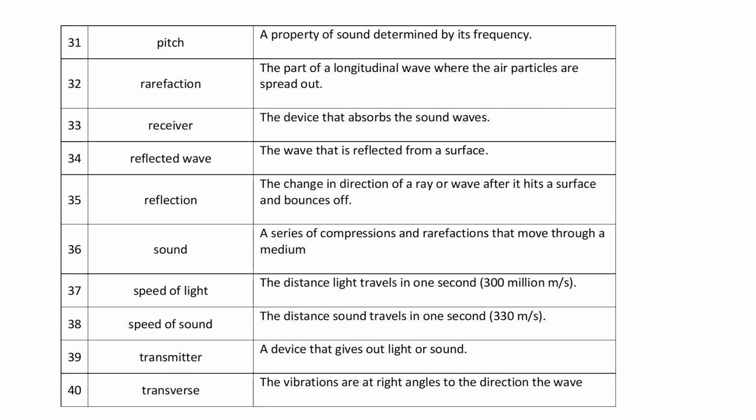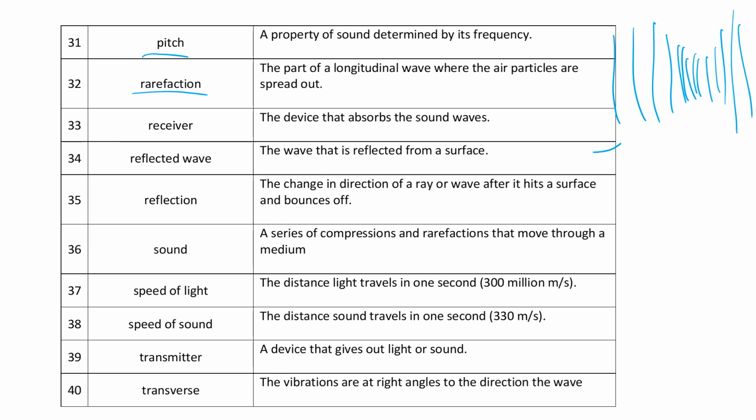A property of sound determined by its frequency is its pitch. So high pitch has a high frequency, low pitch has a low frequency. The part of a longitudinal wave where the air particles are spread out is rarefaction. So what I've got is my wave like that. So the compression is the bit where they're all squashed together. Those lines should be the same length. A rarefaction is where it's rare, right? There's very little there. The device that absorbs sound waves is a receiver.